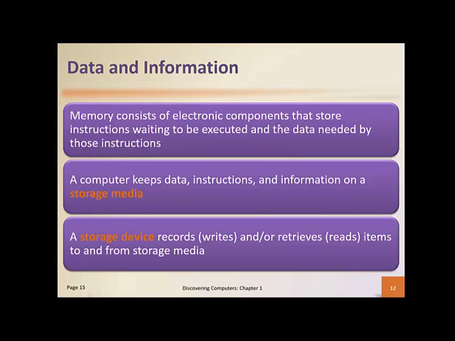It says memory consists of electronic components that store instructions waiting to be executed and the data needed by those instructions. A computer keeps data, instructions, and information on a storage media. A storage device records, writes, and retrieves items to and from a storage media. So this is what we're talking about now, how data is stored on a computer. Memory is temporary storage, which means when you turn off your computer, everything that's stored in memory is gone. More permanent storage are things like disk drives, hard drives, tape drives, cloud devices, those kinds of things. But memory itself is temporary storage.